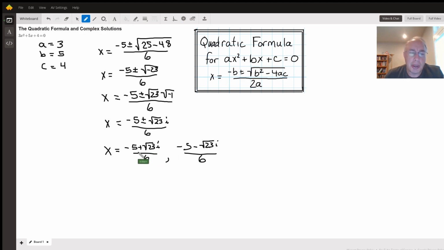You can also break this apart into its two pieces here. You can take the fraction and break it apart into the two numerators. So I could call this negative 5 over 6 plus the square root of 23 over 6 times i. And that's the proper format for a complex number. A complex number is one that has a real number part and an imaginary number part. You take the real number plus the imaginary portion. And then same thing with the other one, negative 5 over 6 minus the square root of 23 over 6 times i.